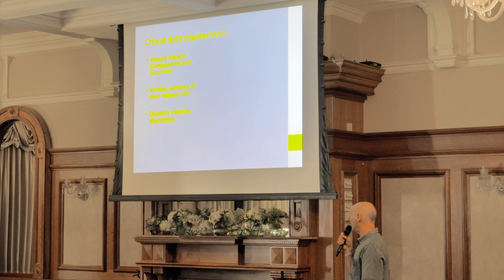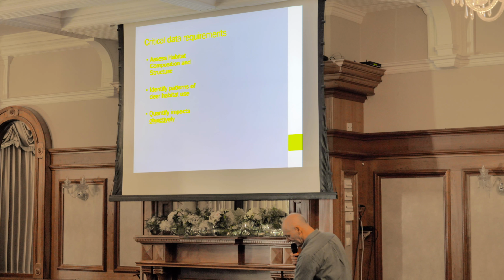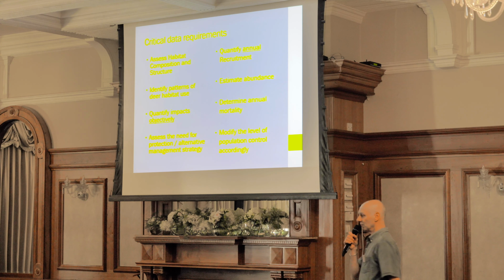We need to quantify impacts objectively. There's a lot of subjective analysis of impacts, and that needs to change. And we need to assess the need for protection in the form of fencing, or perhaps look at alternative management strategies. We need to quantify annual recruitment. We need to estimate abundance, determine annual mortality, and of course modify the level of population control accordingly.